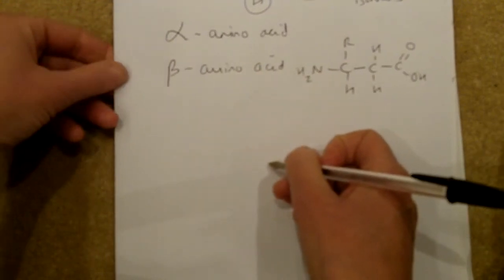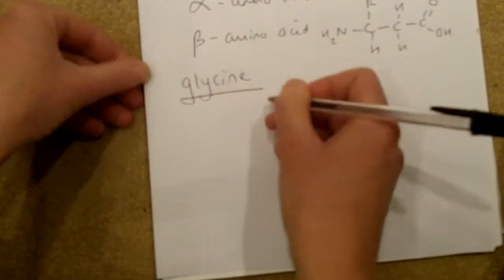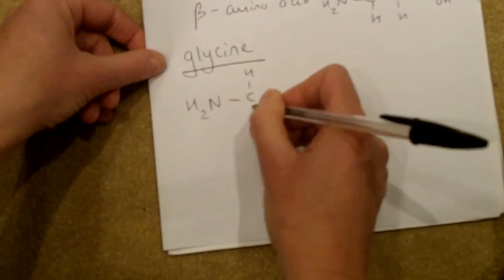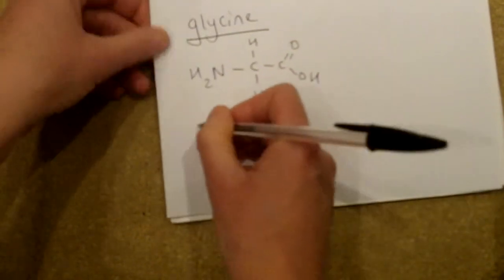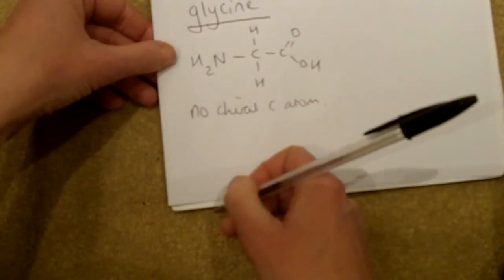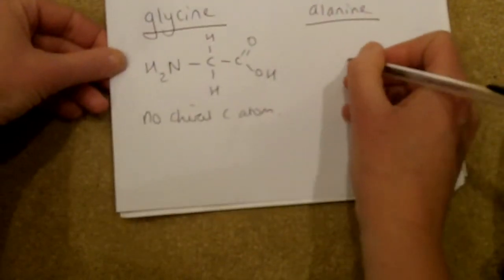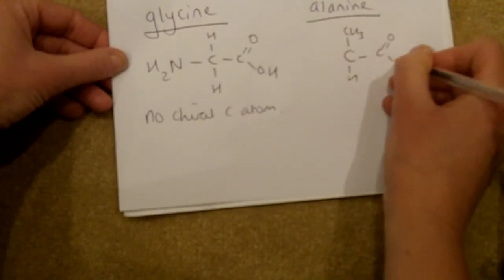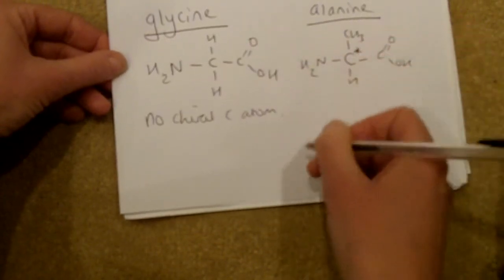Now the 2 amino acids you need to know are glycine and alanine. Glycine is the simplest amino acid. It's when the R group is an H. There is no chiral carbon atom, so there are no optical isomers. The next simplest one is alanine, when the R group is a CH3, the second simplest amino acid. And this does have optical isomers because you've got a chiral carbon atom.